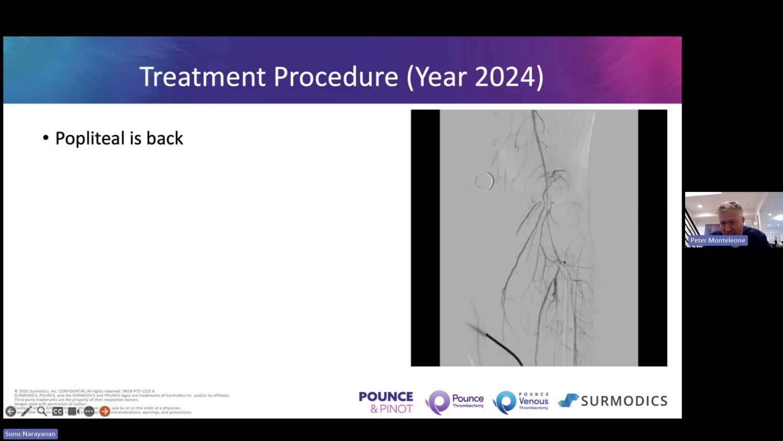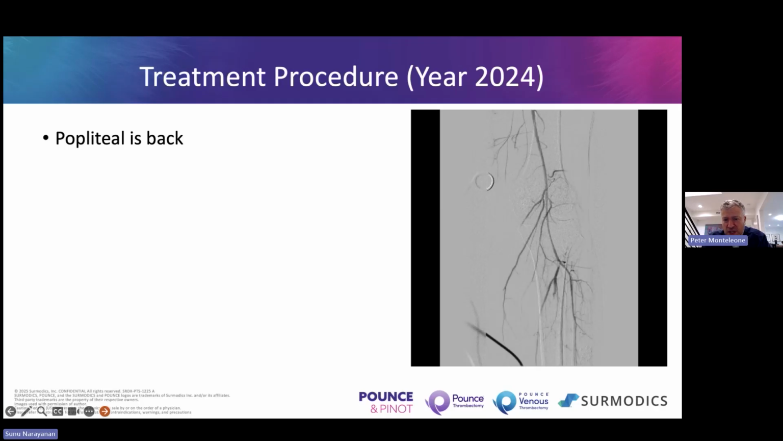So the pop was back. Remember our pictures from before, the PT was the dominant vessel to the foot. We still have some organized stuff that's occluding distal flow in the PT. Historically, if I happen to trip and fall and get this picture where all of a sudden I have the popliteal back, I would say, God bless, thank God, we're fixed, we're done.